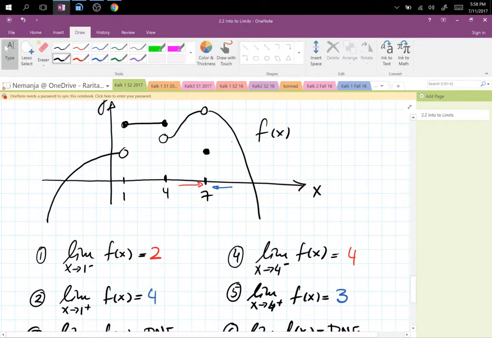So homework examples in the textbook, number 22, 23, and 24. Those are the examples that are similar to this that you might want to look at and practice to get the concept of the limit down. 22, 23, 24.